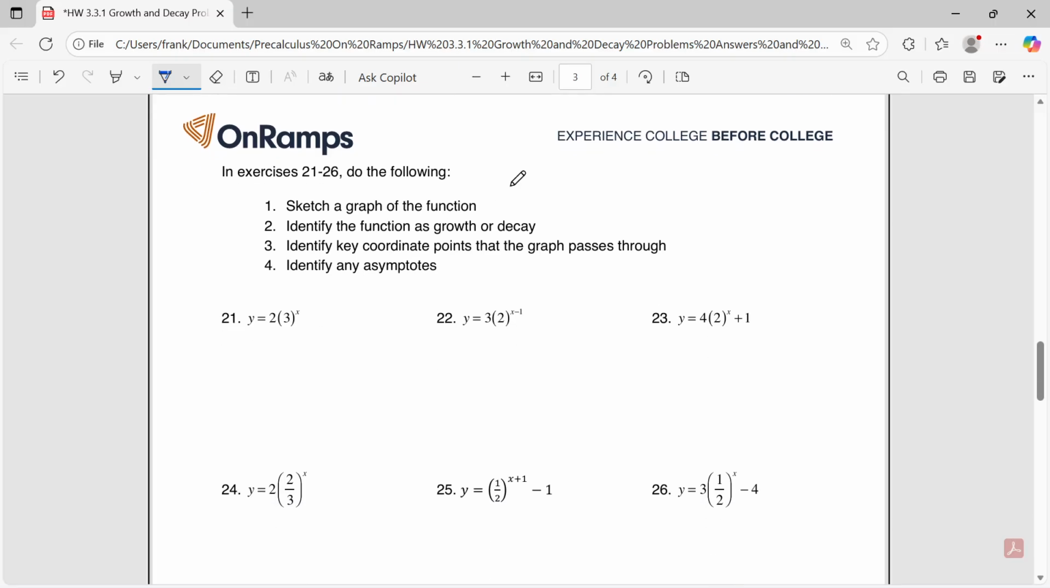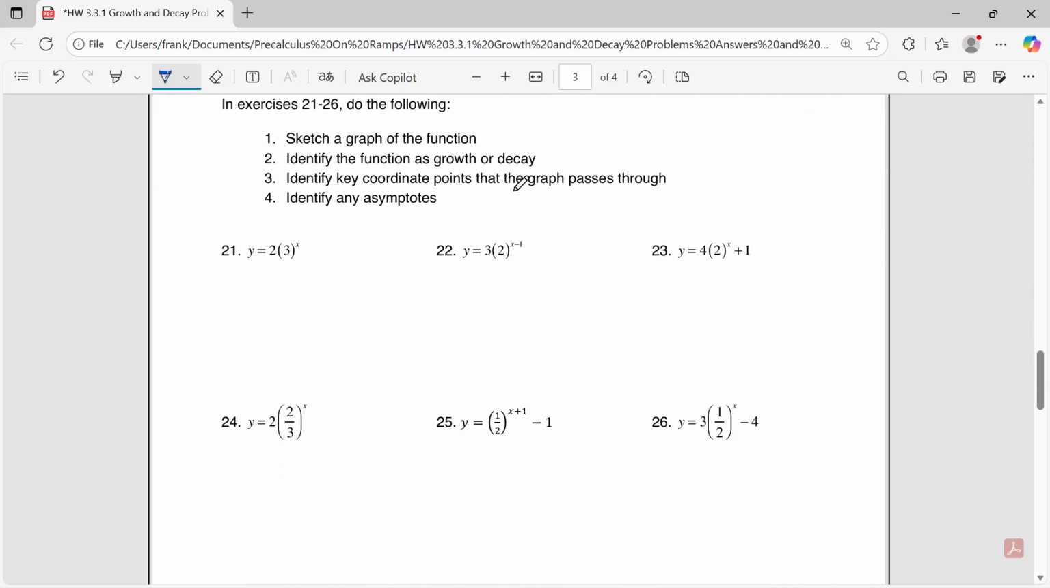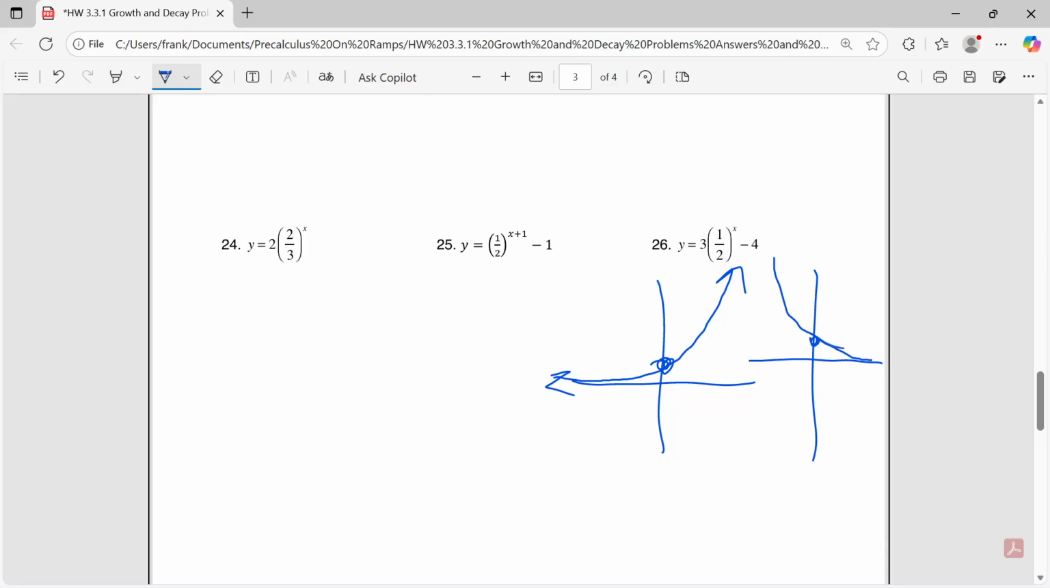Now one more. It asks, wait a minute. Oh, I did that calculator one already. Then it asks me to sketch a graph of the function. I'm going to do 26. Remember, an exponential function crosses at 0, 1. It approaches y equals 0, and it goes up. That's the growth. Now this one's a decay. So a decay one crosses there, and it goes down, and it approaches y equals 0, like that.